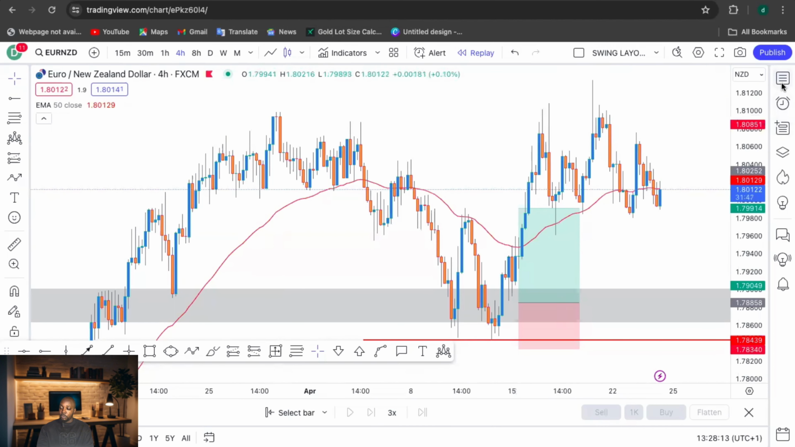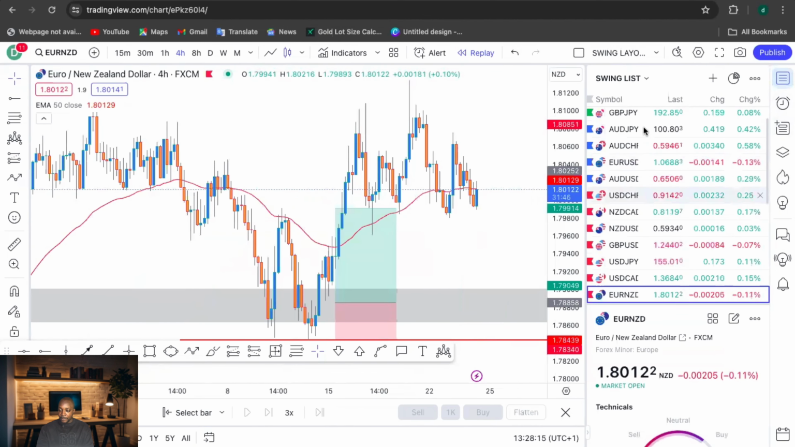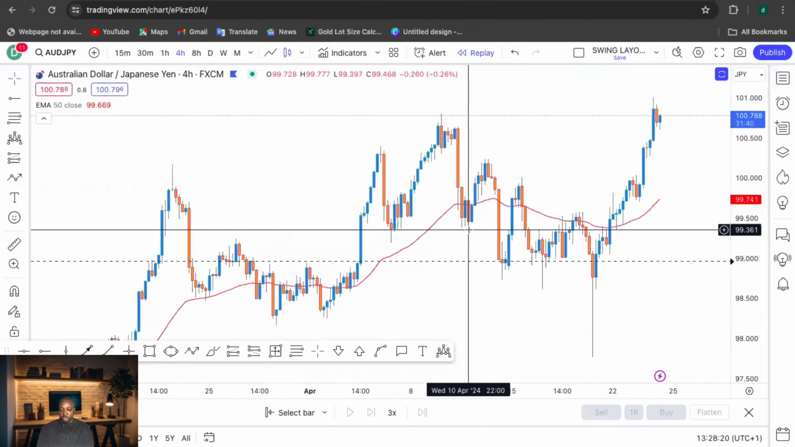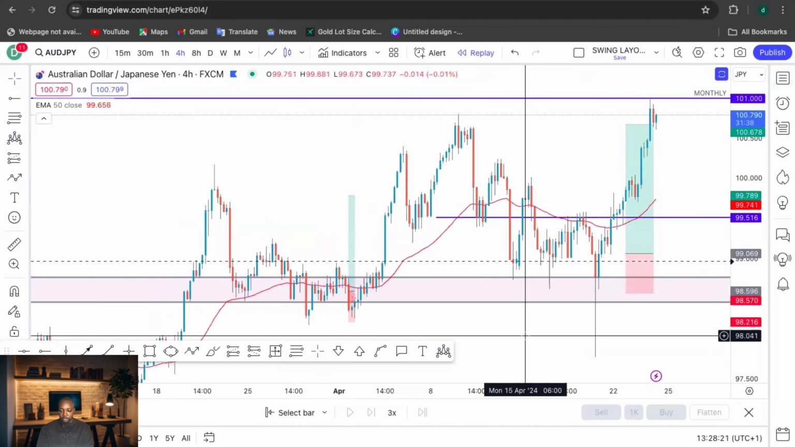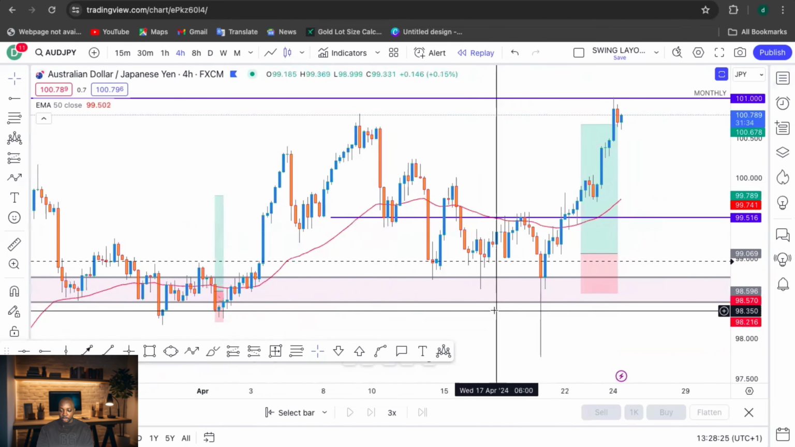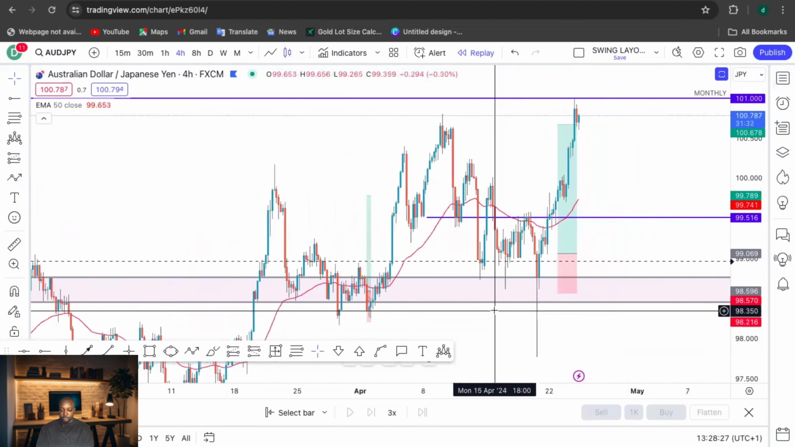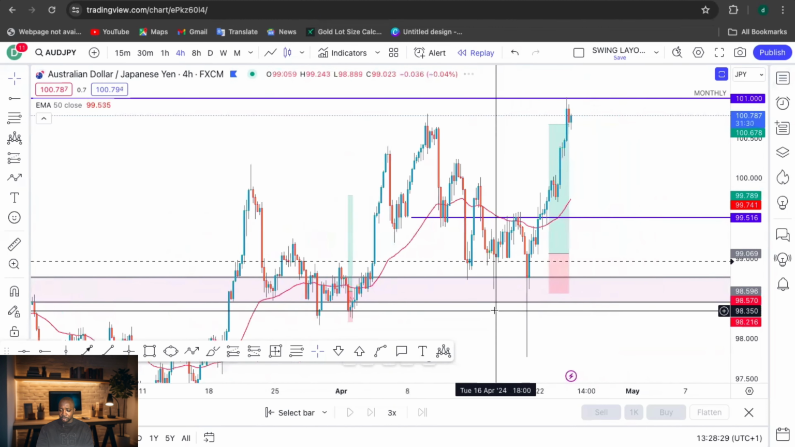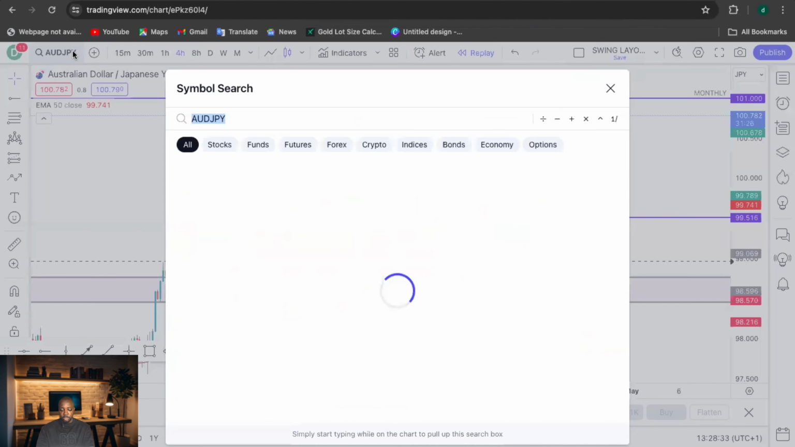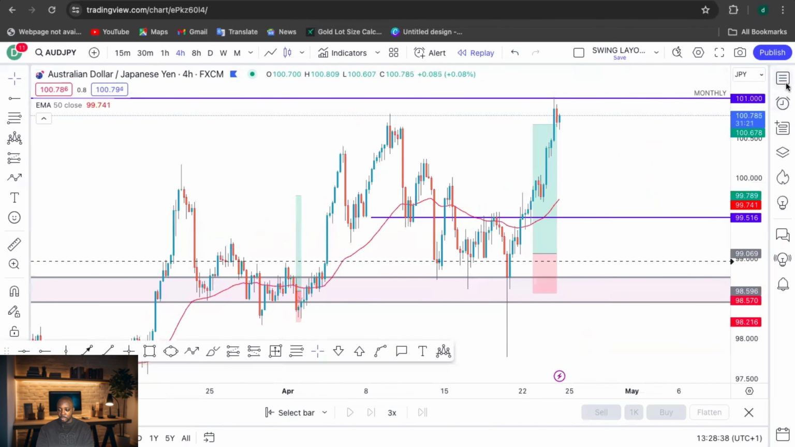Let's look for another entry. Okay, this is AUDJPY. This is quite a messy one. Let me use GBPAUD instead. I think that one was cleaner.